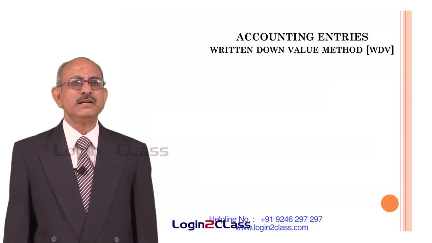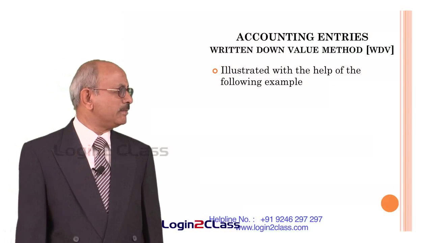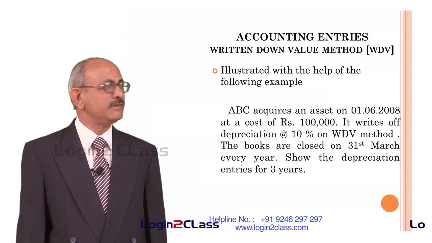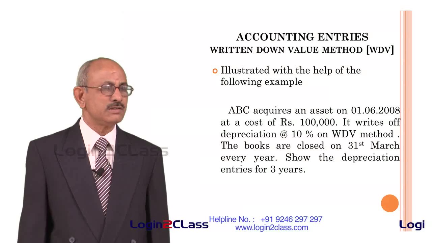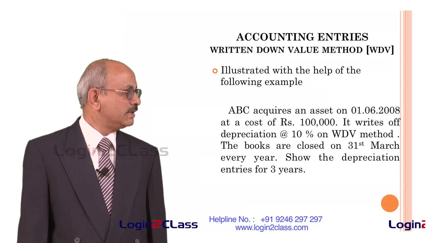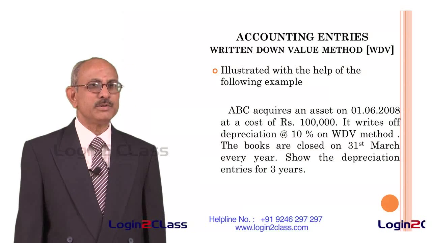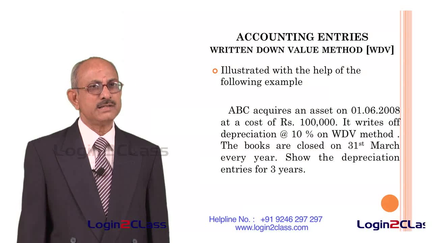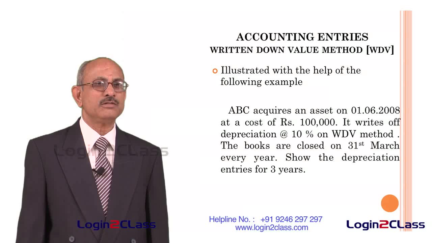In the case of a WDV method, we will take the same example. Instead of the asset being bought on 1/10, we have now taken it as 1/6/2008. The cost remains the same. Depreciation rate is 10% on WDV method. The books are closed on 31st March. So we have to show the entries for 3 years.